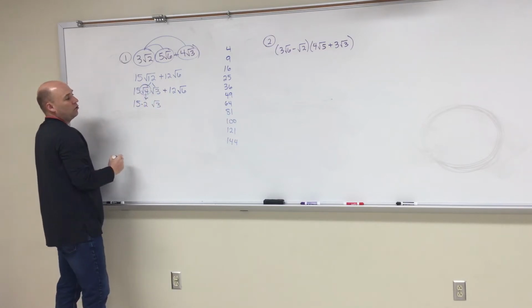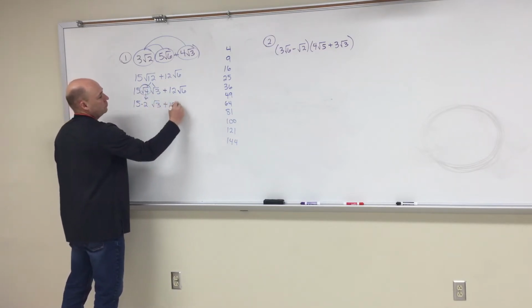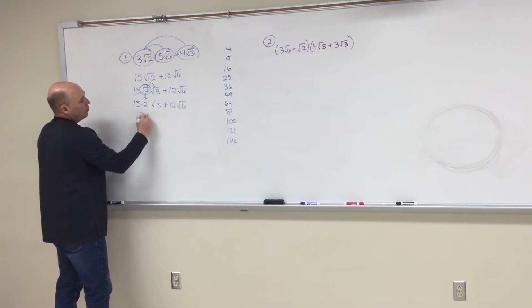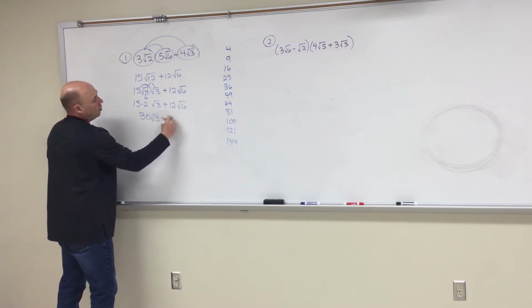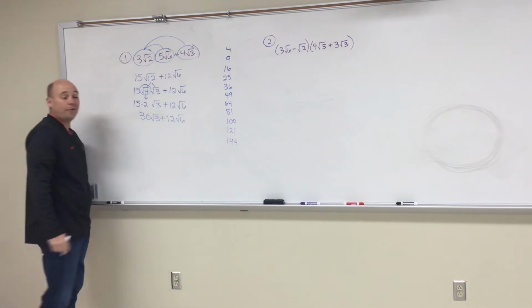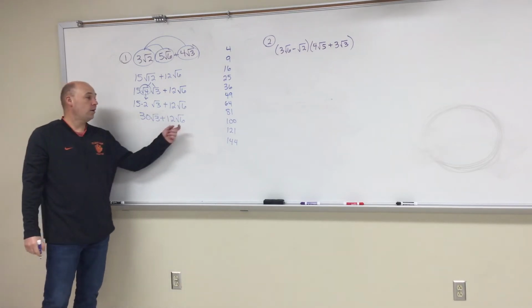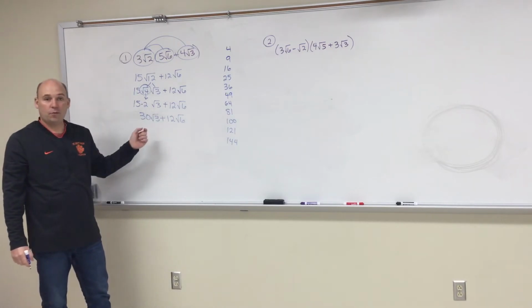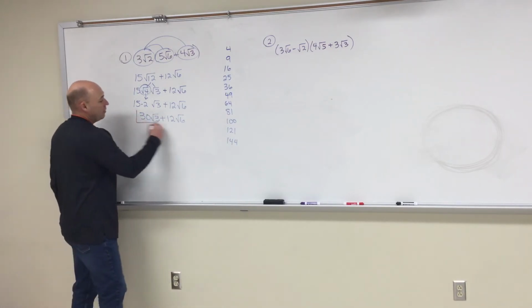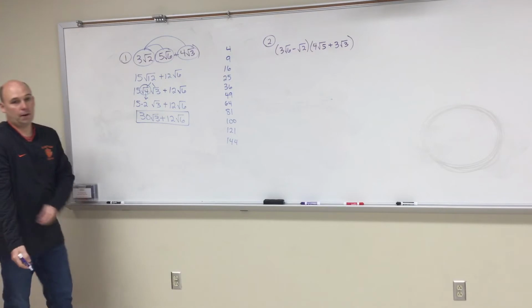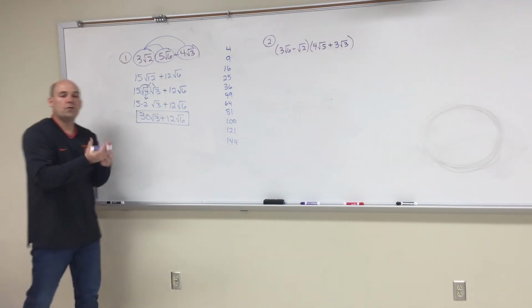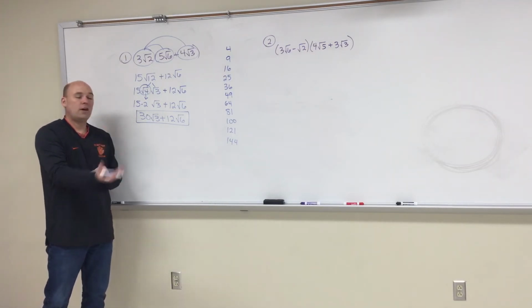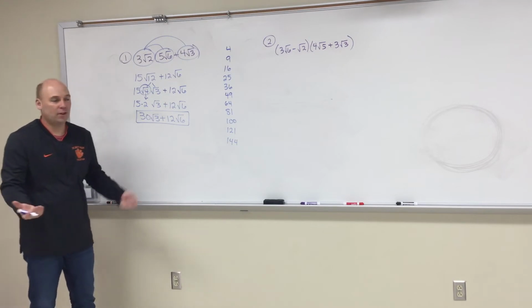Notice again how I'm multiplying. So that becomes 30 radical 3 plus 12 radical 6. Can I add these together? No. One's a radical 3, one's a radical 6. Do any of these numbers divide into either one of these radicals? No. So this is my final answer. Okay? It doesn't matter what order. If you wrote 12 radical 6 first and 30 radical 3 second, that's fine too.